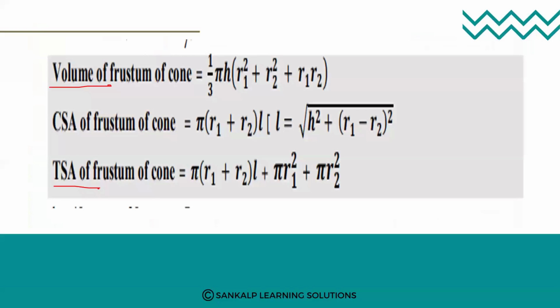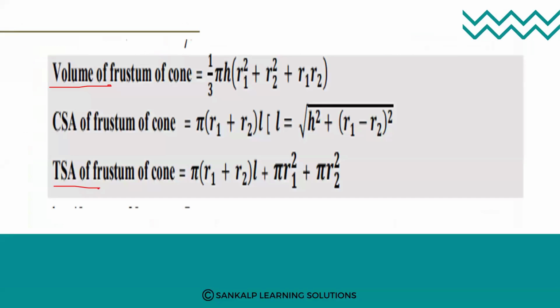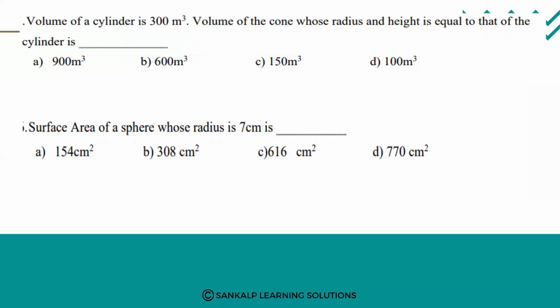Next, the frustum of a cone. The volume of a frustum of a cone is 1 by 3 pi h into r1 square plus r2 square plus r1 into r2. The CSA, that is the curved surface area of a frustum of a cone, is pi into r1 plus r2 into L. Here L is the slant height, which is root of h square plus r1 minus r2 square. This is in case of a frustum, right? Next, the total surface area of a frustum of a cone is pi into r1 plus r2 into L plus pi r1 square plus pi r2 square. Next, we'll solve some MCQ questions.